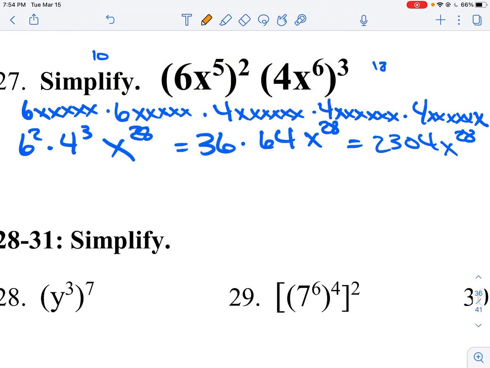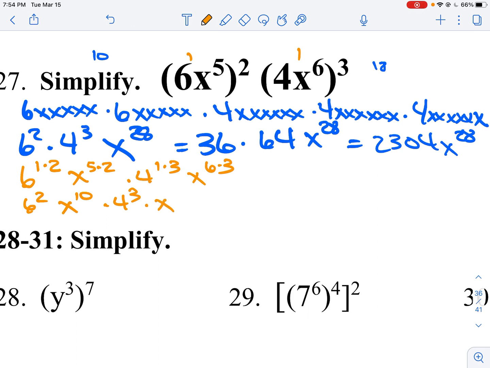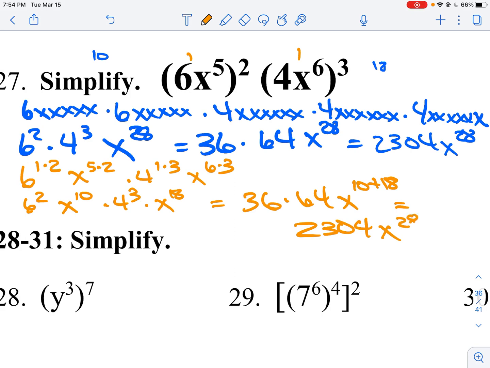If I did it using my properties, I would have gotten 6 to the 1 times 2, x to the 5 times 2. Remember, these have exponents of 1, times 4 to the 1 times 3, x to the 6 times 3. 6 squared, x to the 10th, 4 to the 3rd, x to the 18th. So that would get me 36 times 64, x to the 10 plus 18, which will get me 2,304, x to the 28th.